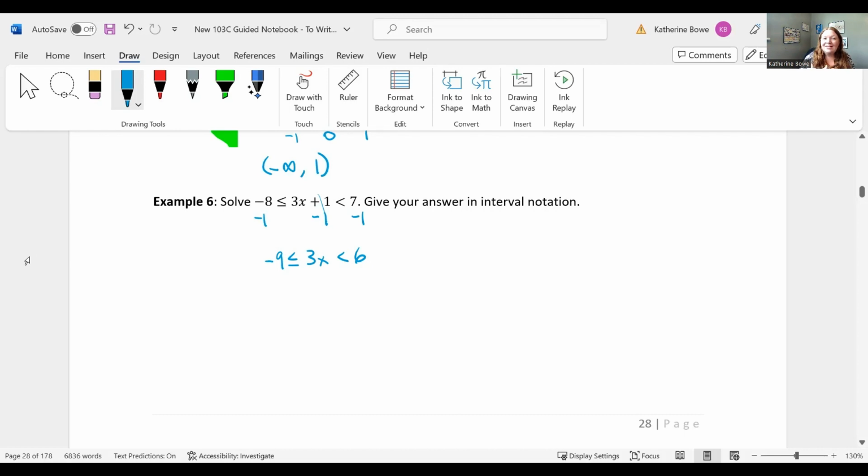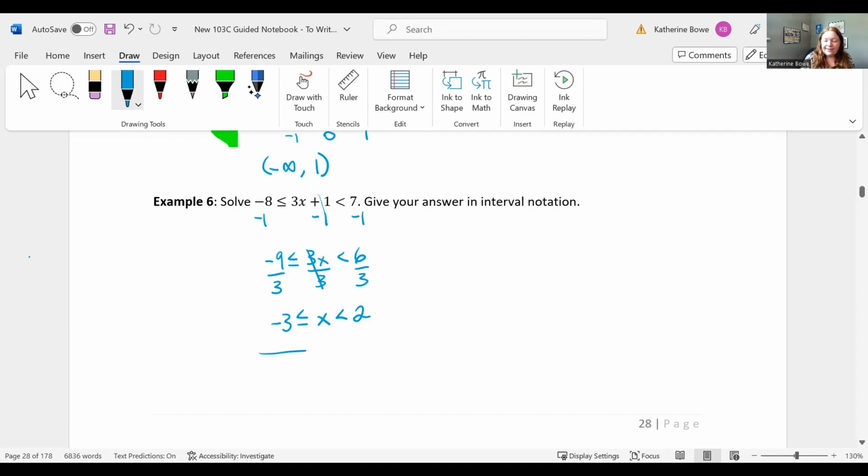So just do the operation to all 3 parts. And then I need to get the x by itself. It's currently being multiplied by 3, which means I need to divide by 3 to get rid of that. I divide by 3 in all 3 places, the left, the middle, and the right. In the middle, my 3's cancel and I have an x. I did not divide by a negative number, so I don't need to flip the inequalities. So my inequalities are going to stay the same. On the left, -9 divided by 3 is -3. And on the right, 6 divided by 3 is 2. So now my answer is the compound inequality -3 less than or equal to x is less than 2.